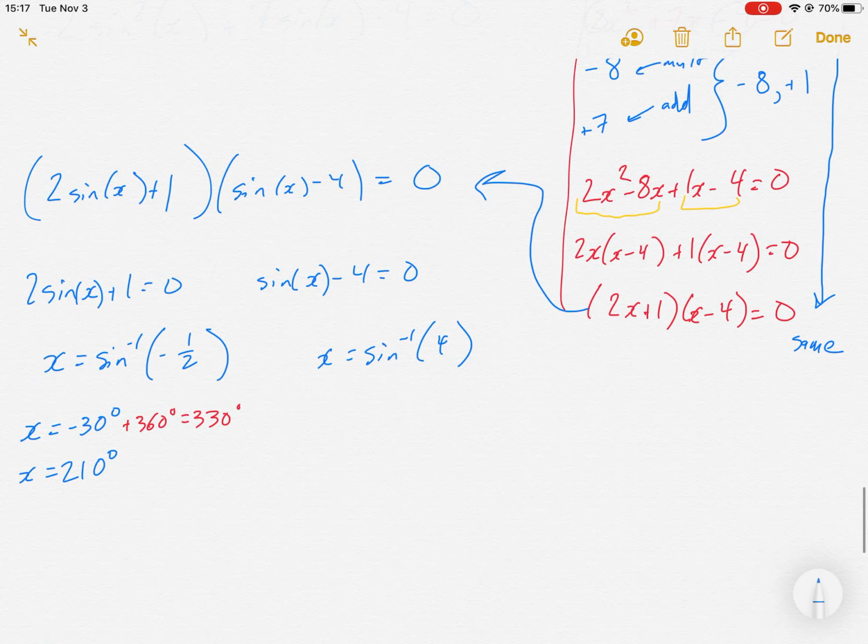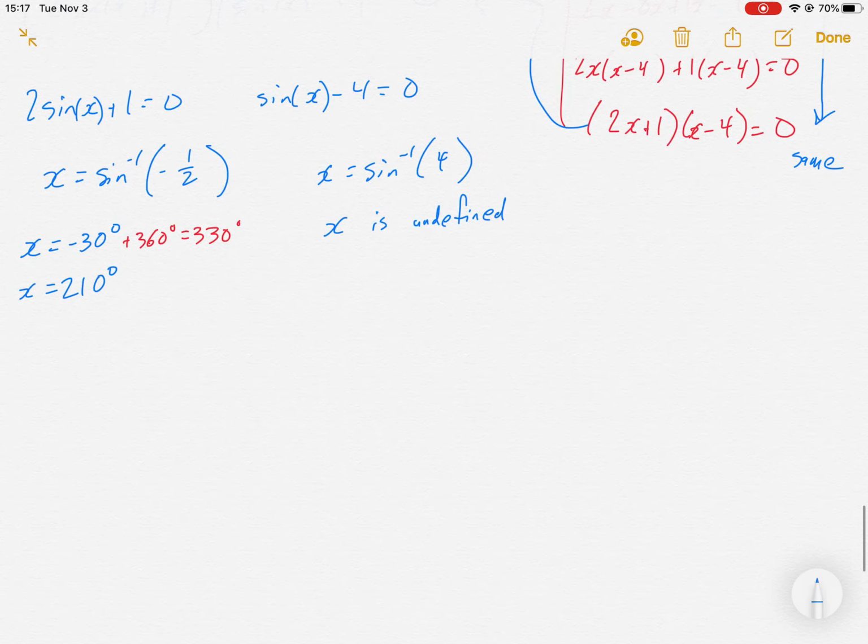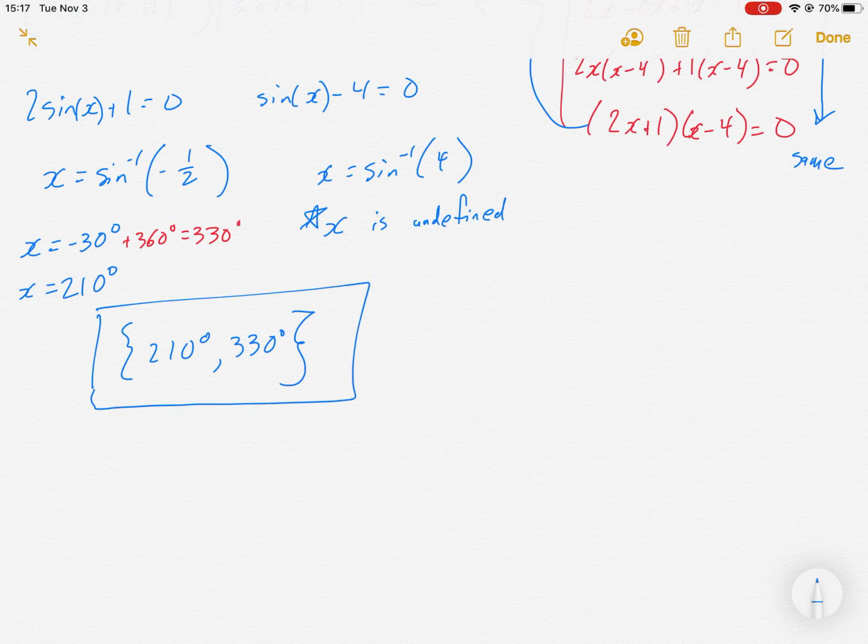If you type this into the calculator, you actually get an error. So sine inverse of 4 is undefined. That doesn't work. Sine can never actually give you an output of 4. So then my solution set is just 210 degrees and 330 degrees. So I would have ended up with 4 solutions, except this caused me to just have the 2 solutions.